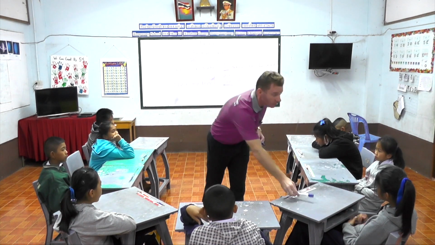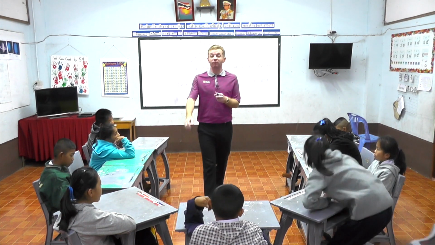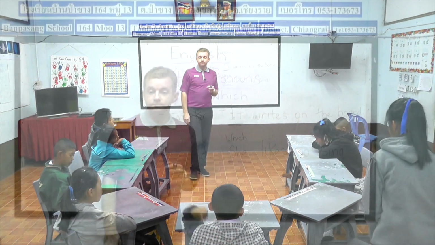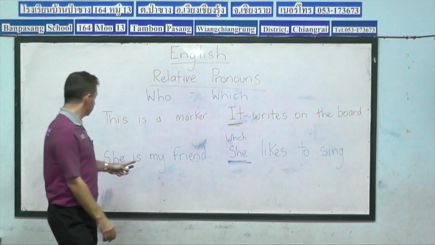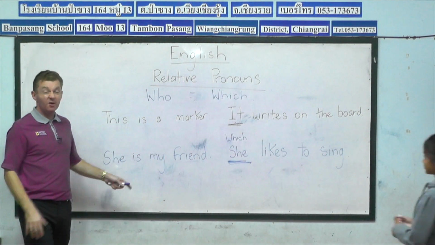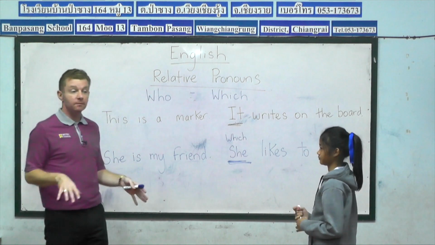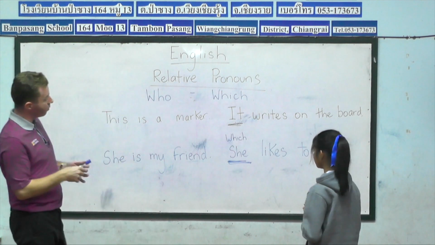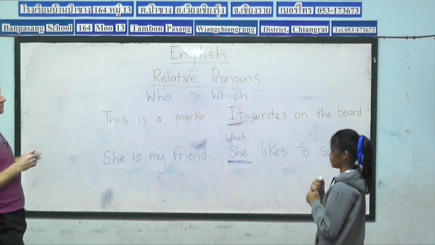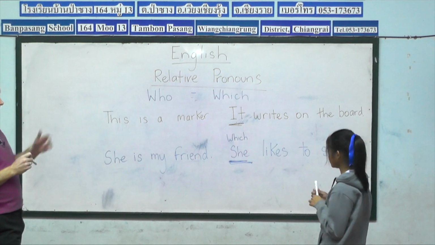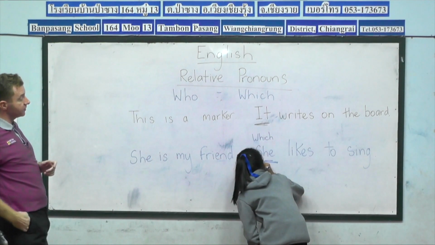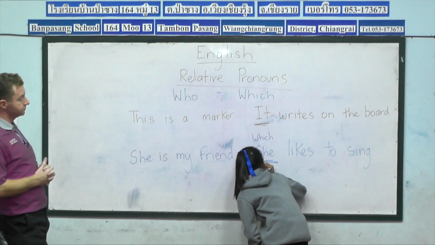Now let's see who can remember how to correctly change the relative pronoun for people. And I would like Dan to come and join me at the front of class. So because we're using the subject pronoun she, we know we're talking about people. So Dan, what relative pronoun do we have to use in this sentence? Correct. So can you write who underneath the pronoun she?